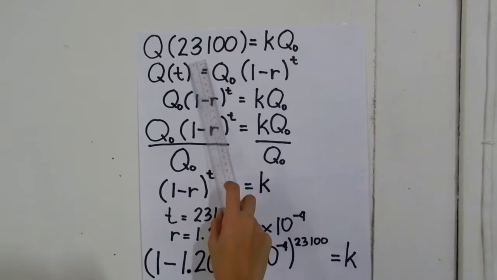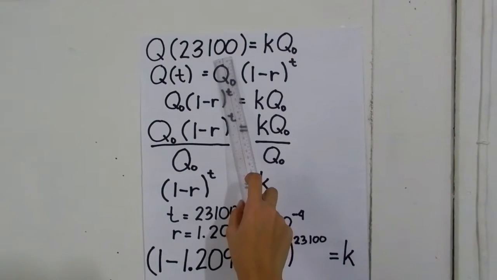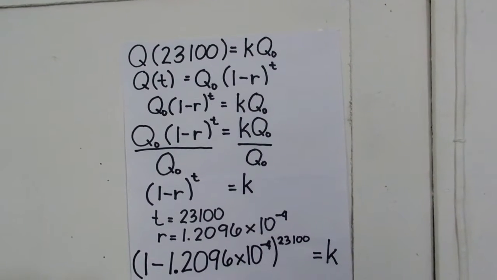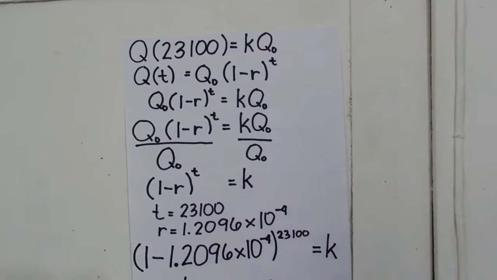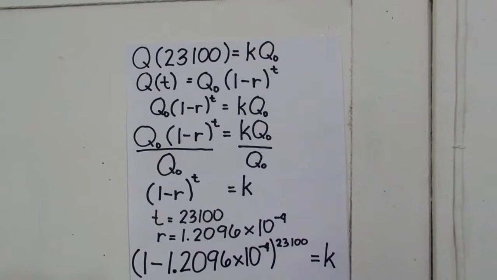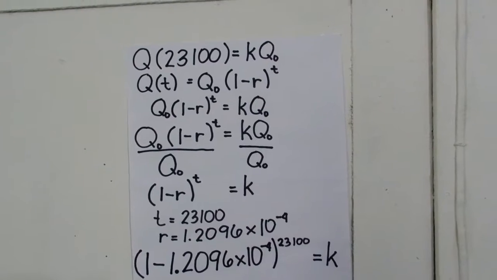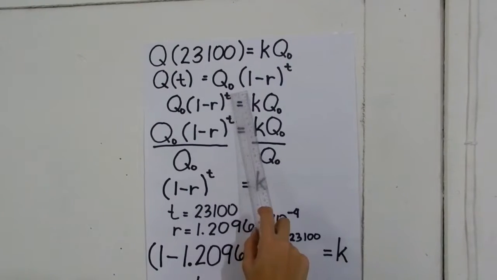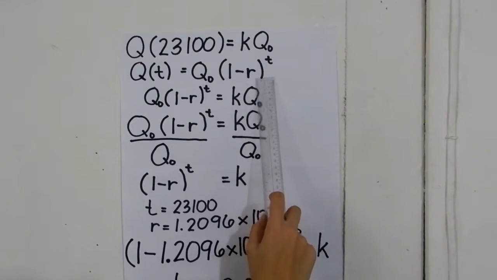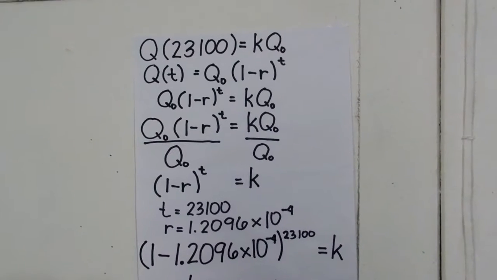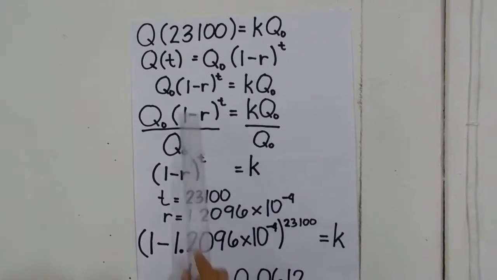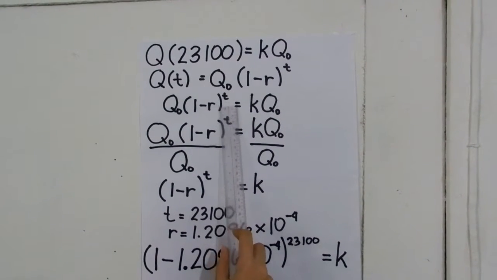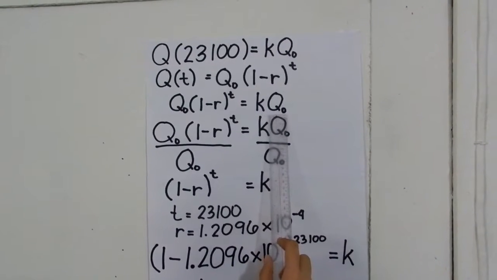Q of 23,100, which is the approximate age of the bone, is equal to K times initial value of Q. We know that Q of 23,100 is just equal to Q of T. From the definition of exponential decay, we have Q of T is equal to initial value of Q, quantity 1 minus R raised to the power of T. Substituting Q of T, we have initial value of Q, quantity 1 minus R raised to the power of T is equal to K times initial value of Q.